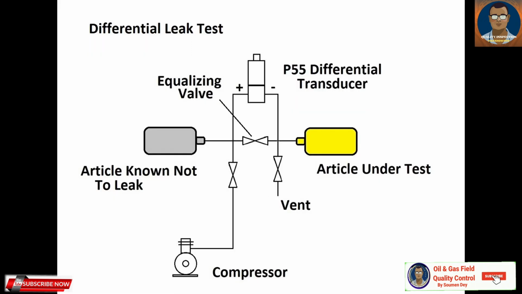Pressure change measurement. This method involves measuring pressure changes within a closed system to identify leaks. It can be performed using differential pressure gauges or pressure transducers. The system is pressurized, and any pressure drop or fluctuation indicates the presence of a leak.